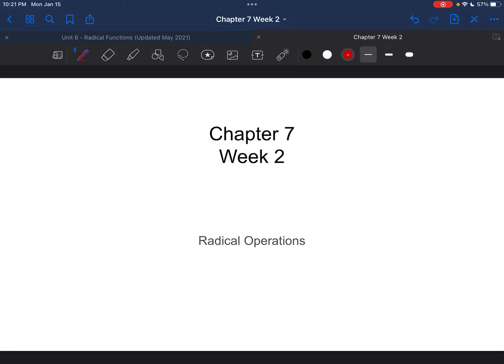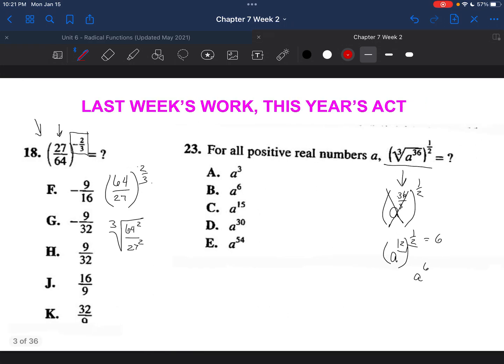All right, so last week in chapter 7, we started looking at radicals and changing them to fractional exponents. And why do we need to know how to do that? Well, here's what I like to call last week's work in this year's ACT. So here's an example. We've got 27 over 64 raised to the negative 2/3. Well, initially, if you look at that and you're not familiar with fractional exponents, you skip this problem, right? And so let's look through the parts of it.